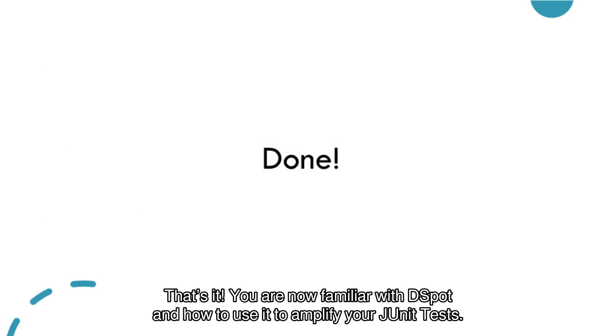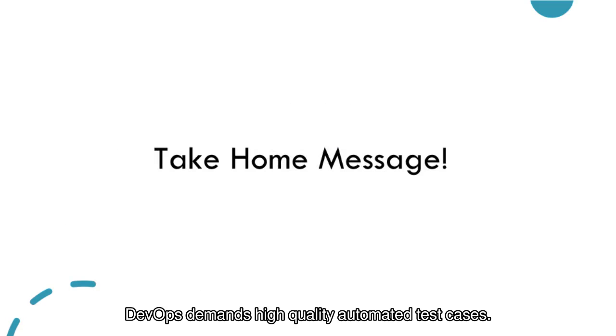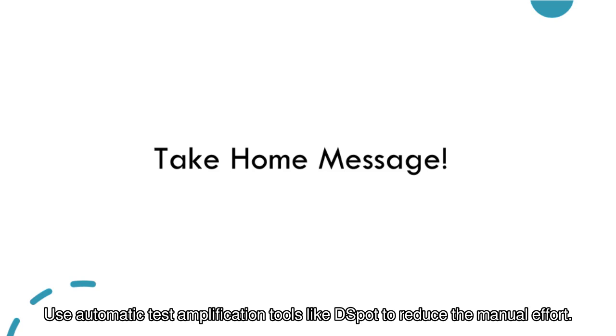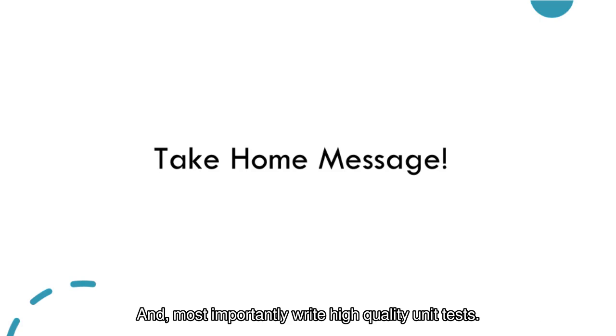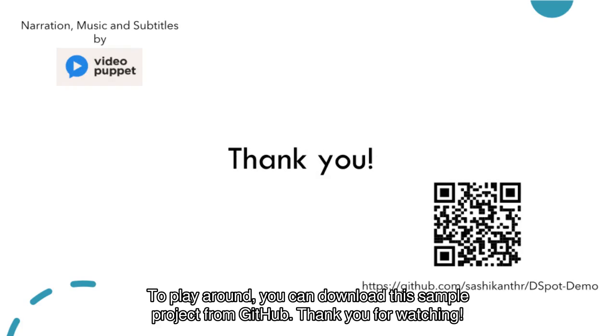That's it. You are now familiar with DSpot and how to use it to amplify your JUnit tests. DevOps demands high-quality automated test cases. Use automatic test amplification tools like DSpot to reduce the manual effort. And, most importantly, write high-quality unit tests. To play around, you can download this sample project from GitHub.